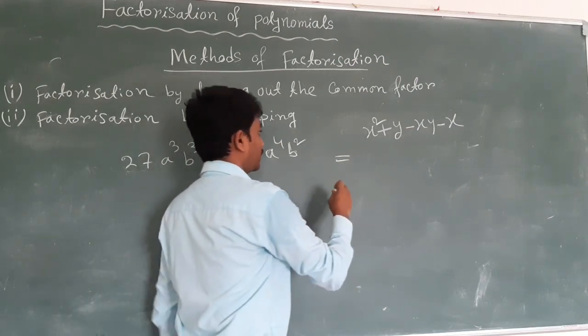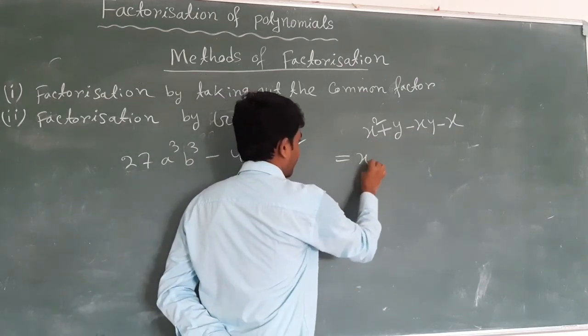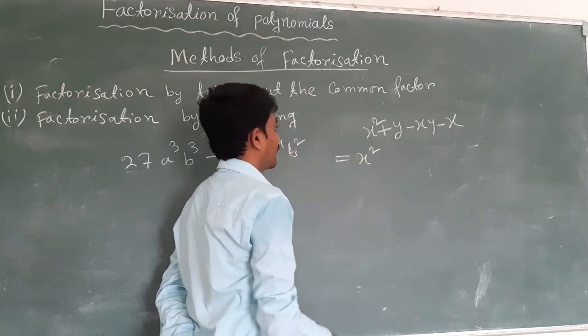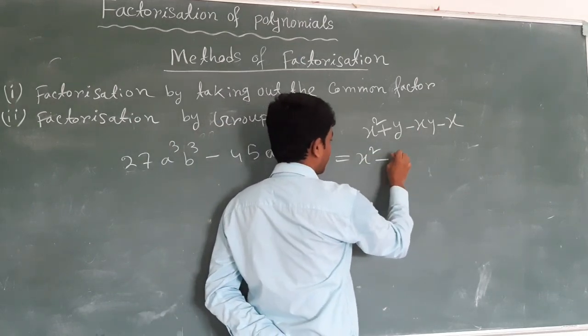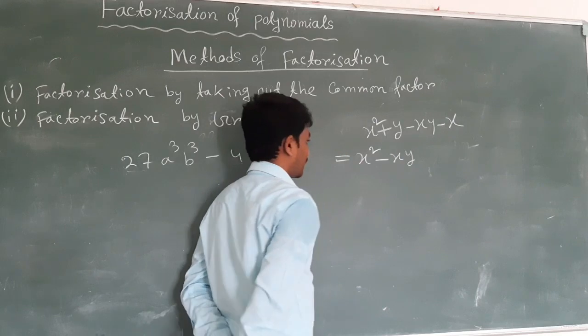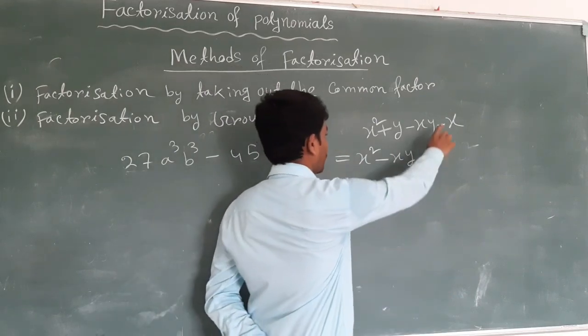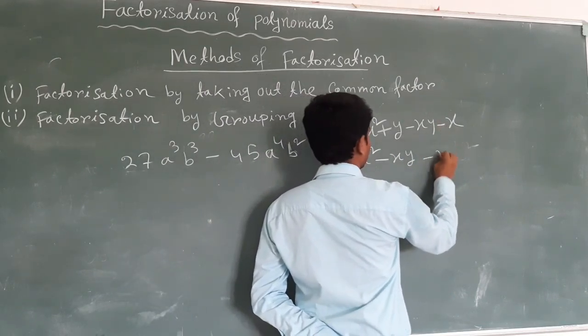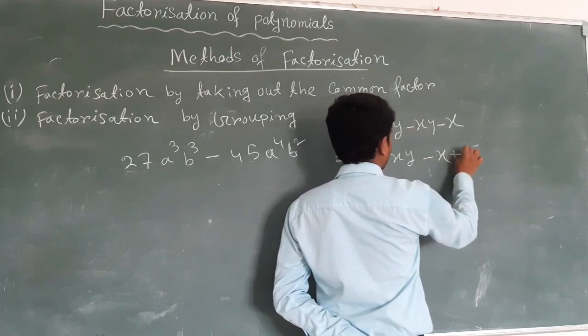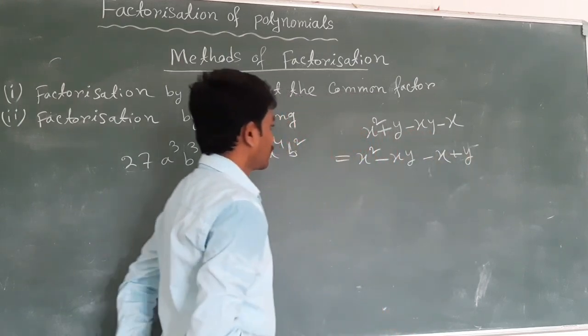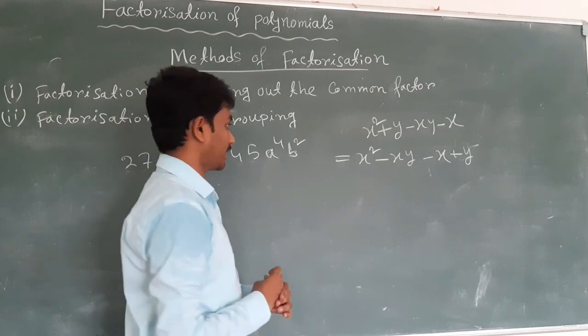So if we arrange the first term and third term together, and the fourth term and second term, then we may have a common factor.